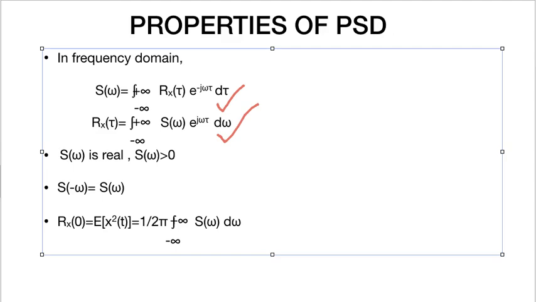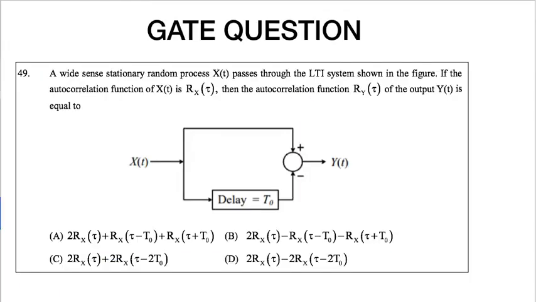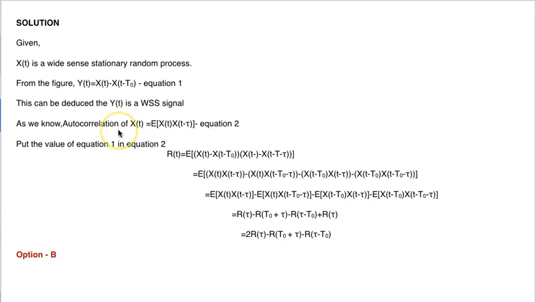For Rx of 0 is e into x square of t, which is 1 upon 2 pi from minus infinity to plus infinity, which will be plus. Yeah, it is plus. It's not able to be seen, but it is plus, from SWDW. Here I have shown you a GATE example. Please go through this and pause this video over here. Else I have illustrated the solution for this in this slide.